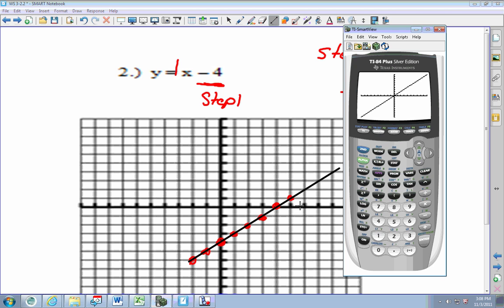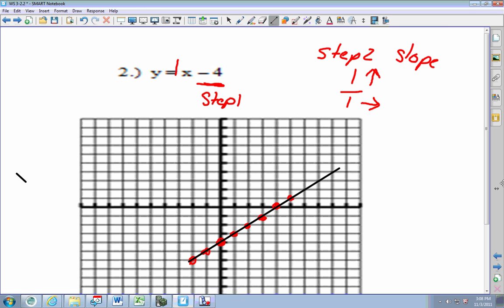Now, to check and make sure I did it right, I can go in my calculator and put in x minus 4 and press graph. I can look and see, is my y-intercept down there? Yes. My line is increasing. Good. Now, here's a question for you. Can you find the x-intercept? The x-intercept is right here. 1, 2, 3, 4. That is 4, 0.